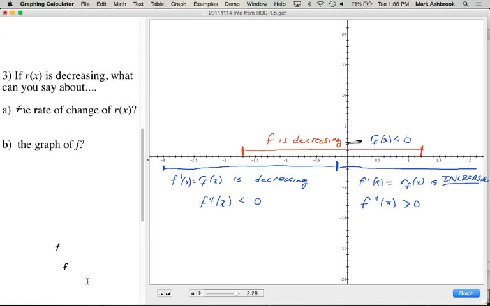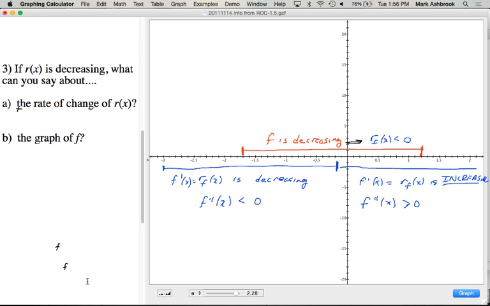Okay, so we went over that, right? If the rate is decreasing, what can you say about the rate of change of R? And what can you say about the graph of F? Review. Go. Talk to the person next to you.